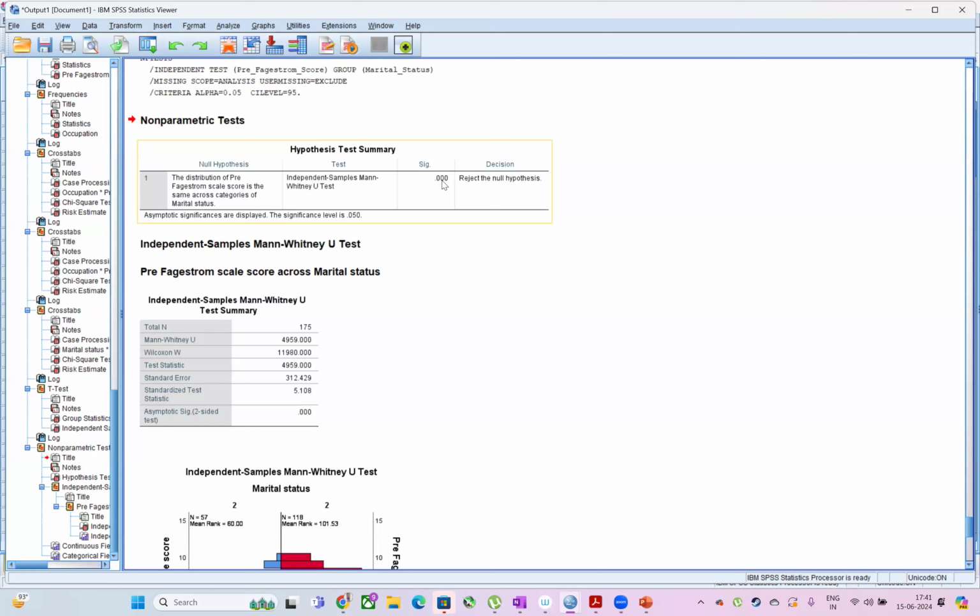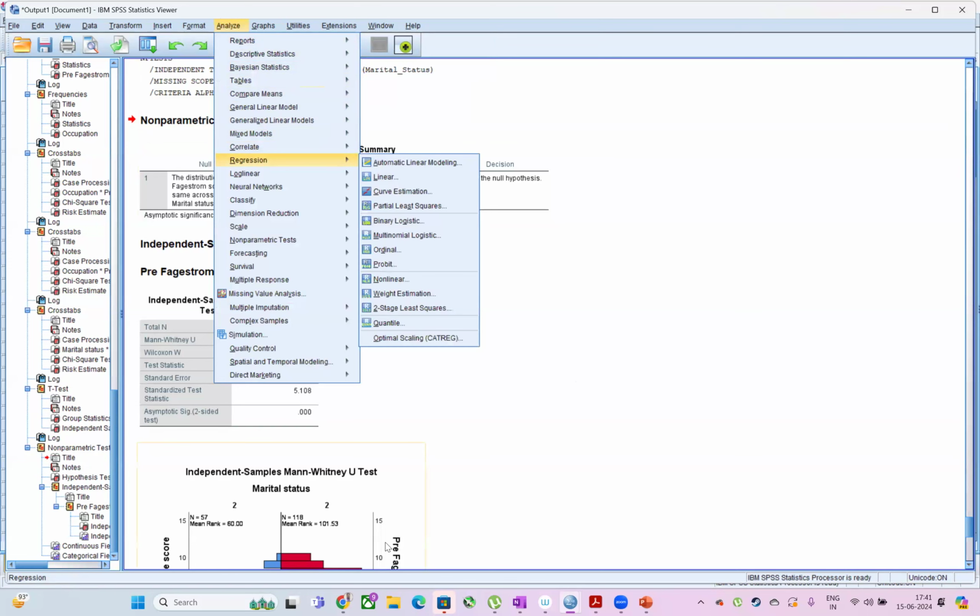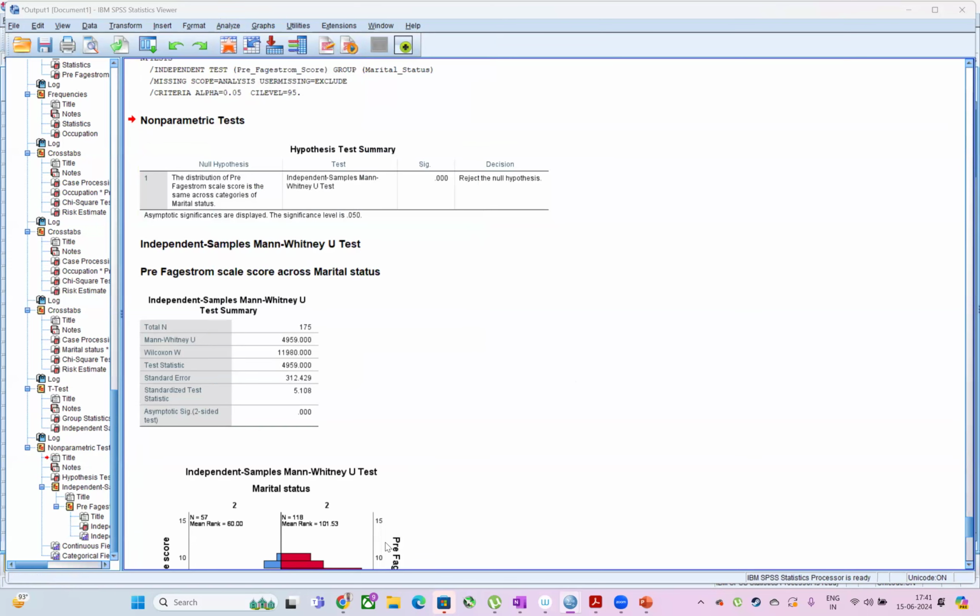Okay, clear? Any more doubts you have? Sir, for the normality test, for all the dependent variables, we have to do it before we check for the association? Yeah. Before you go for the association, if your dependent variable is quantitative, you have to check the normal distribution. Only then you decide what test you are going to do.